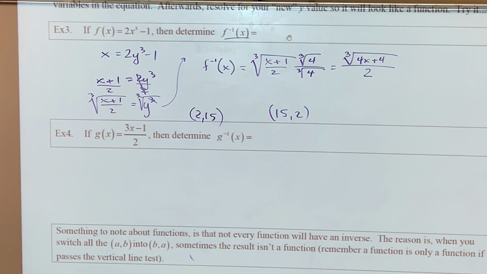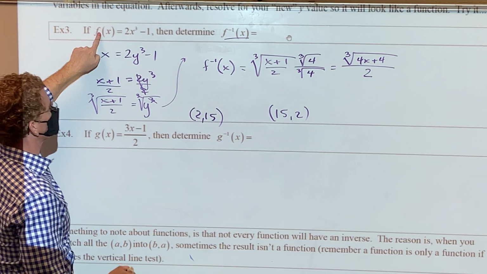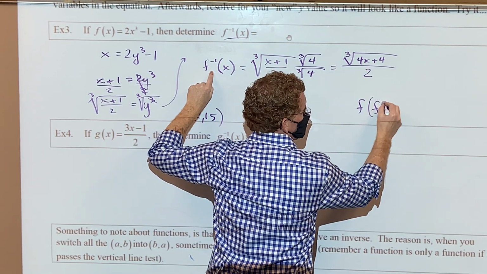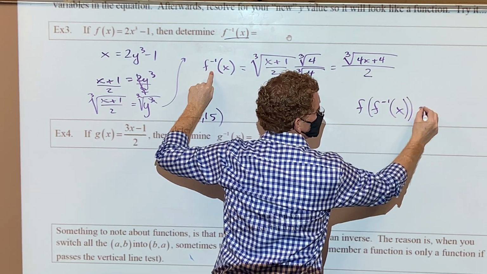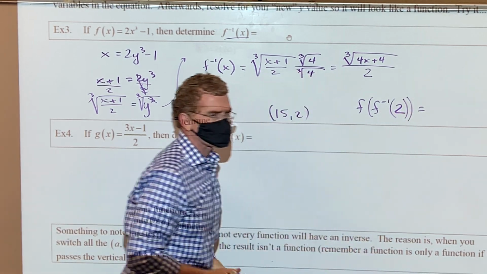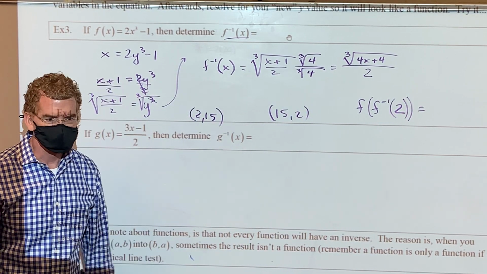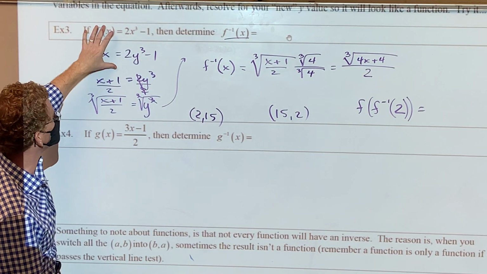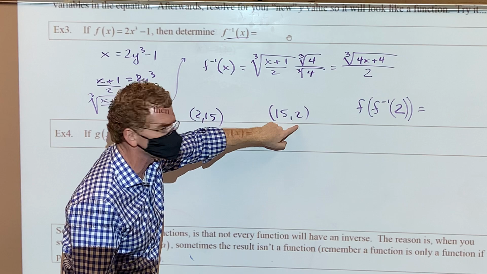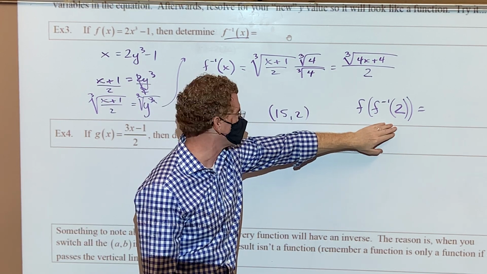Right? And what do you think happens if I took this function and this inverse and said f of f inverse of x? What do you think happens if I do this? It's going to be 2. It would have to be 2. Because when I plug a 2 into here, I got a 15. And when I plug a 15 into here, I got a 2. And that's kind of what you'd be doing, right?